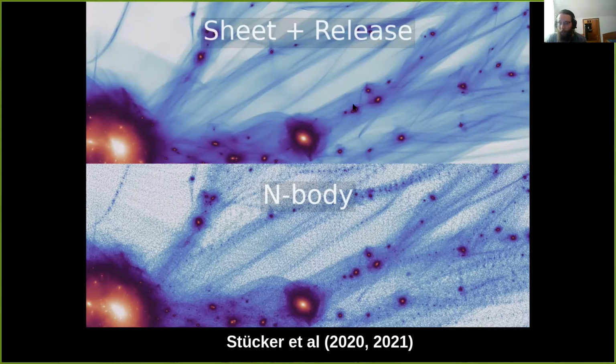During my PhD and also in the last years, I've been developing this sheet plus release method together with collaborators. In this simulation scheme, one uses a way higher quality density estimate, which one infers by interpolating between particles in phase space to get this sharp density estimate. And if one runs the simulation with this density estimate, one doesn't form these artificial structures.